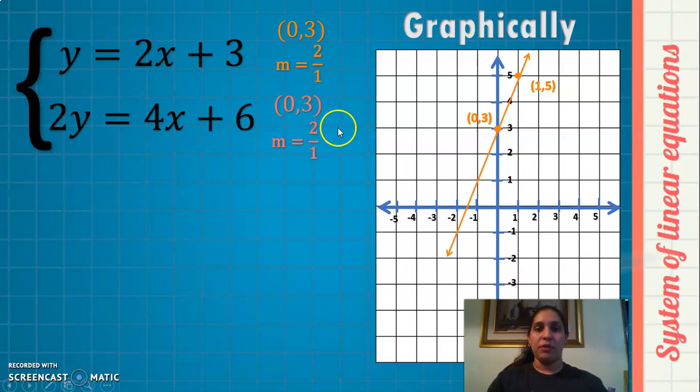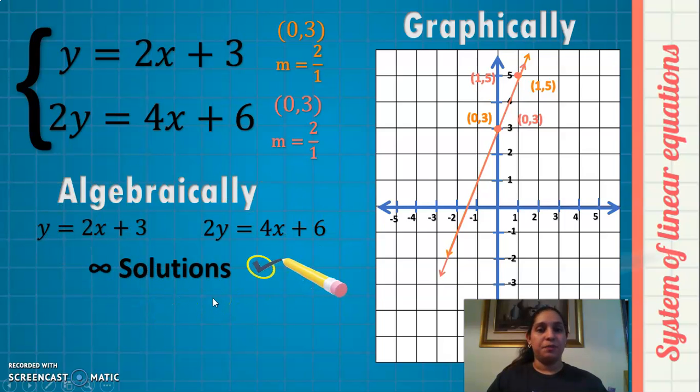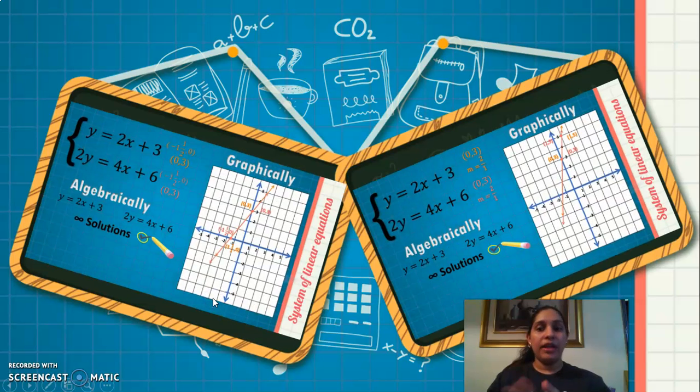Where will be my points? I start by placing again my y-intercept, that is (0, 3), and then I move my slope of 2 in y and 1 in x. So I have (1, 5). I connect my points, and as you can see, they cross the same place. So this means they have many solutions. So when I solve it algebraically, I define which one is my first and my second equation, and I write that there are many solutions.